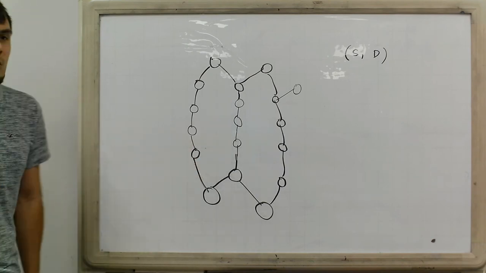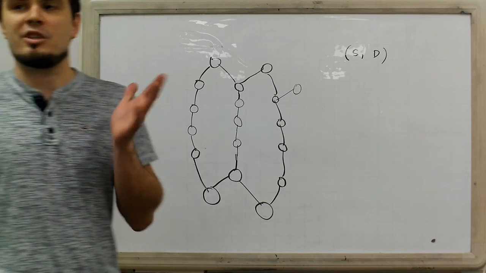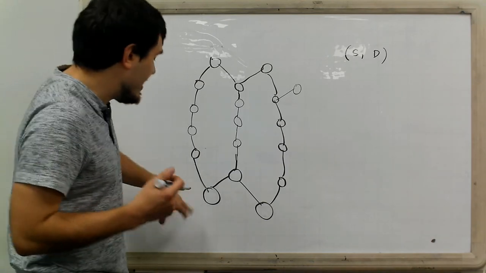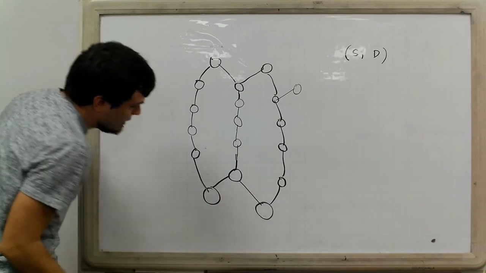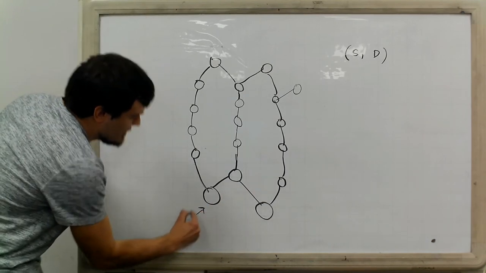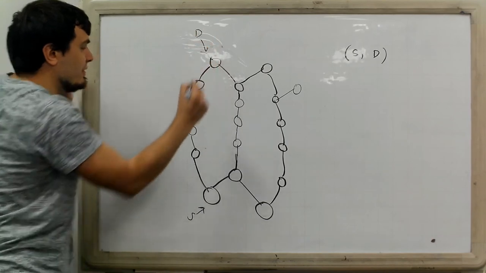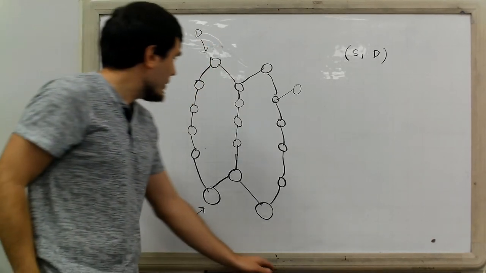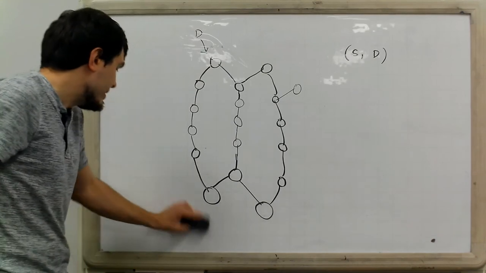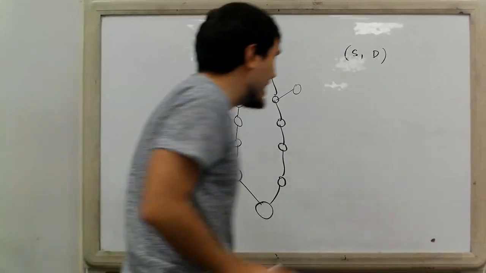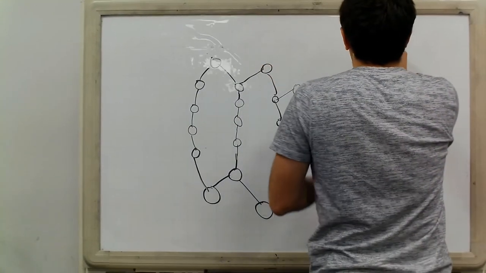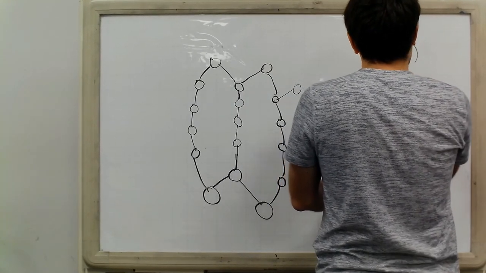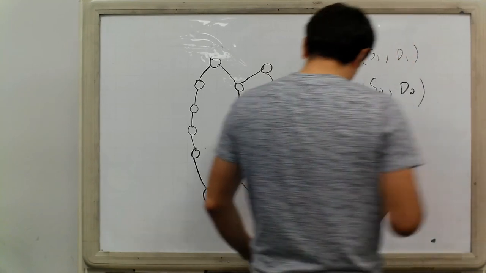Unweighted. You could also ask this problem for a weighted graph, but I'm just going to make it unweighted for now. And if I give you a source and a destination, you could find the shortest path here. Okay, so that's that. But instead, I'm going to give you a source one and a destination one, and also a source two and a destination two.